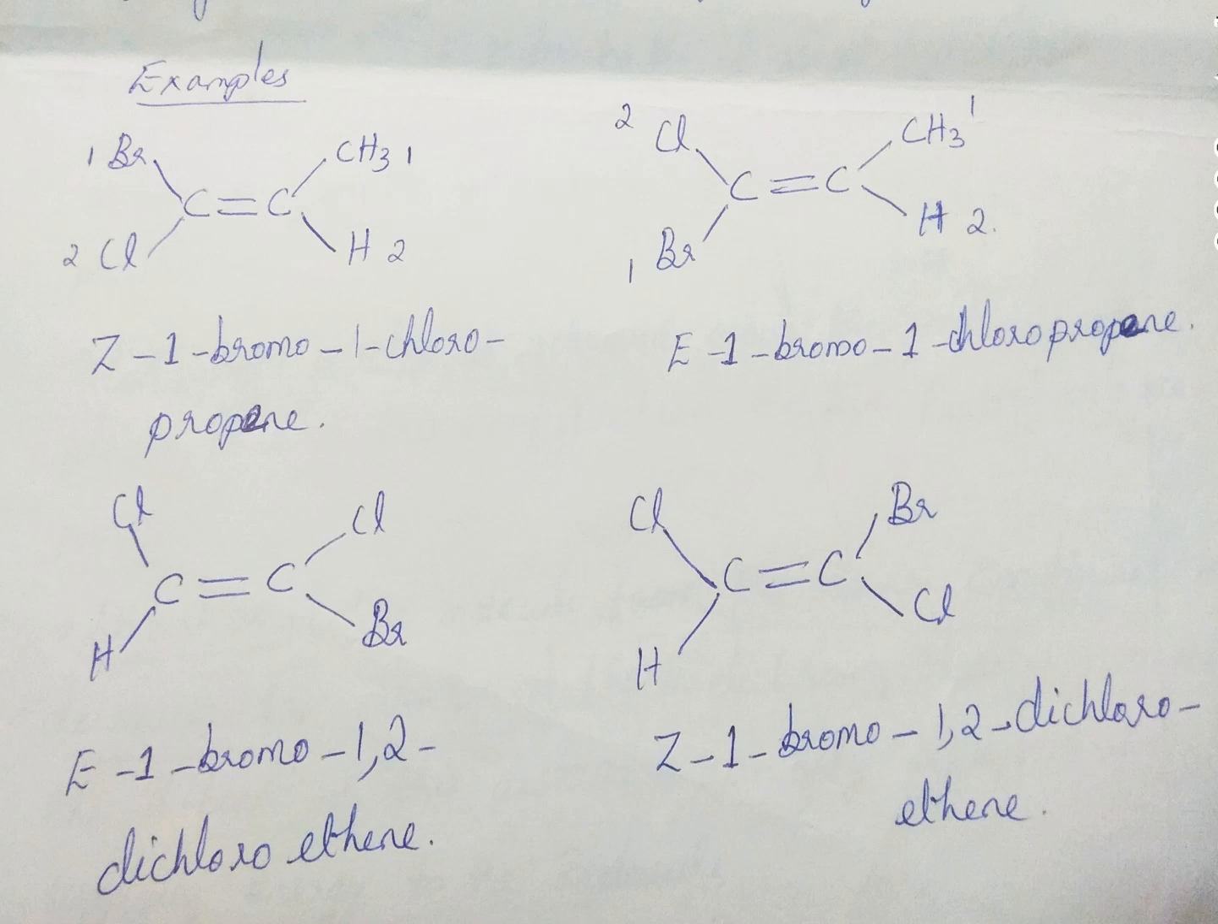And in the next example, the same rule applies, based on priority. Here also bromine has higher priority than chlorine, and comparing chlorine and hydrogen, chlorine has the higher priority. If the highest priority groups are arranged on the opposite side, it is E, and if it is the same side, it is Z. You can number accordingly.